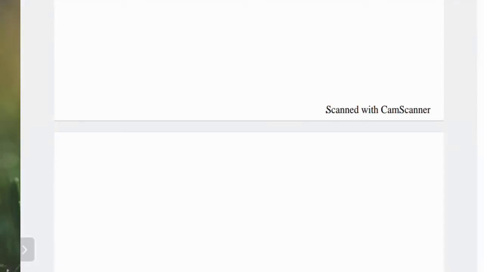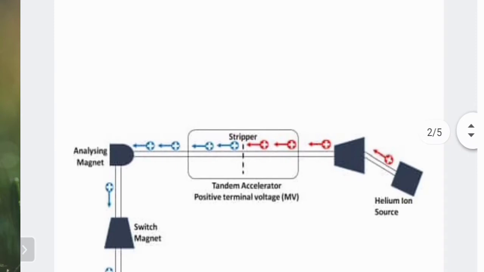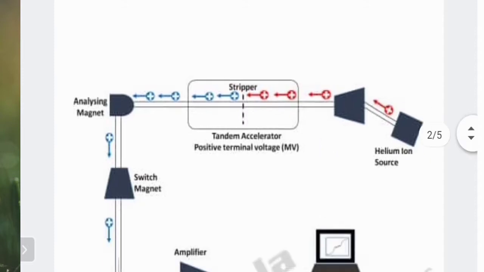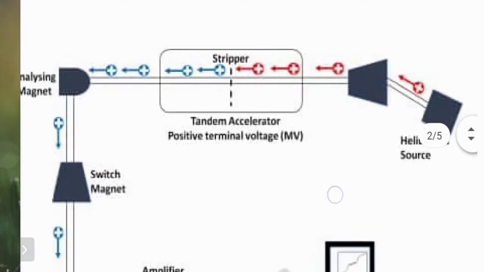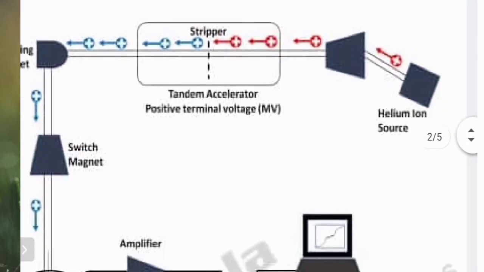Okay, welcome back. In the previous lecture we saw the basic principle and some introductory parts of instrumentation. In this lecture we are going to see the detailed instrumentation of the Rutherford backscattering spectrometric technique. So the first point is the ion sources.